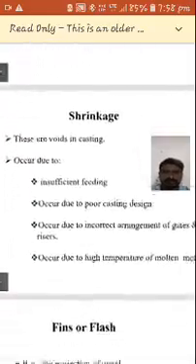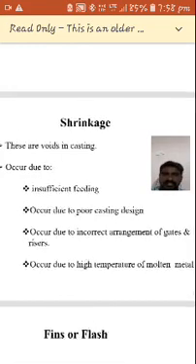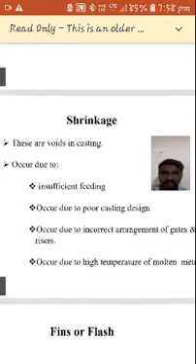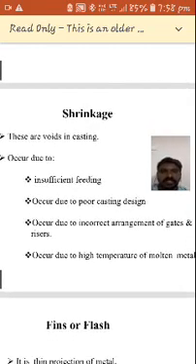And the next one is shrinkage. Another important point is shrinkage. These are the voids in the castings. Shrinkage means the dimensions are reduced. Why does it happen? Insufficient feeding. The main thing is pouring the molten metal into the mold cavity so you get a complete filling. If the feeding is not done properly, shrinkage may occur. It also occurs due to poor casting design.